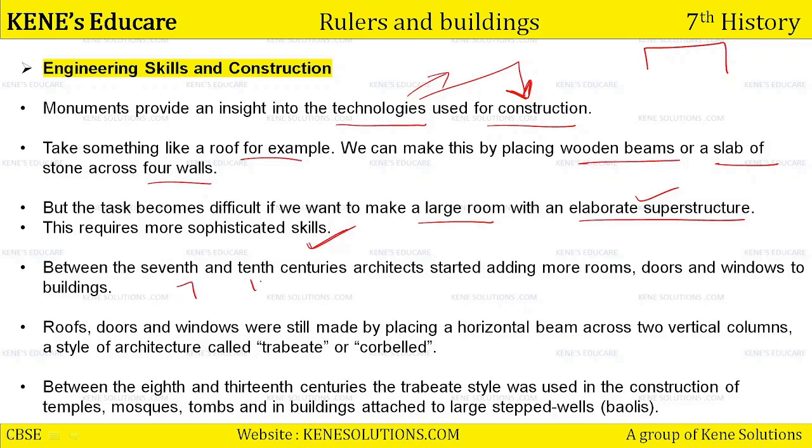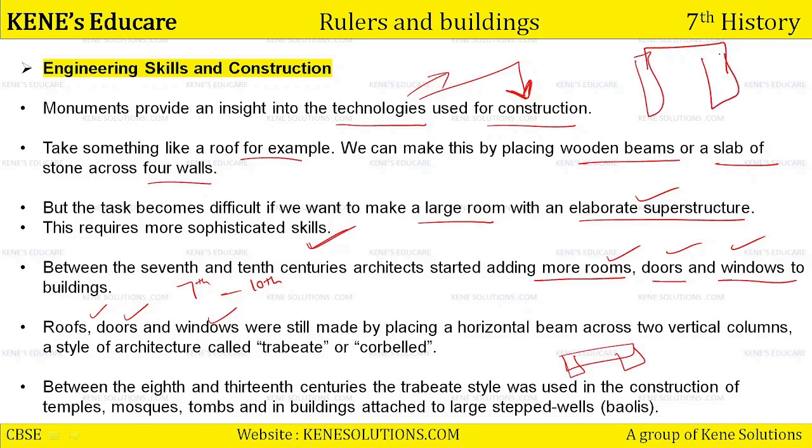Between the 7th and the 10th centuries, architects started adding more rooms, doors and windows to buildings. Historians ने study करके ये पता किया that 7th to 10th century is that period of history when architects started adding more rooms, doors and windows to the buildings. Roofs, doors, windows were still made by placing a horizontal beam across 2 vertical columns. ऐसे 2 vertical column होंगे और आप एक beam रख दोगे उसके ऊपर, right?